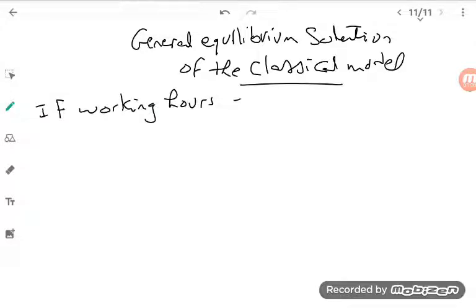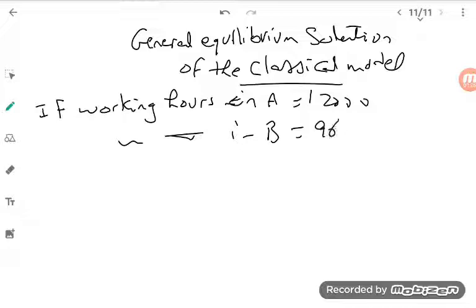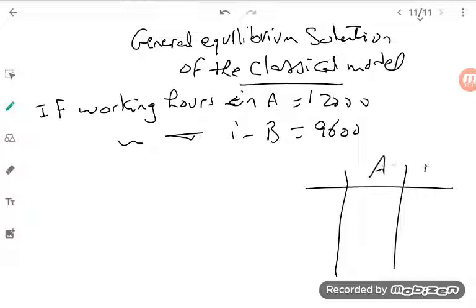If the total number of working hours in country A is 12,000 hours and in country B is 9,600 hours, and if you know that country A takes 3 hours in order to produce a unit of soybeans and 6 hours in order to produce a unit of textile, and country B takes 12 hours in order to produce a unit of soybeans and 8 hours in order to produce a unit of textile. Here we would like to draw the production possibilities frontier of the country.